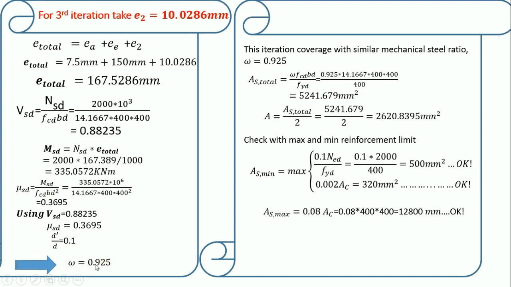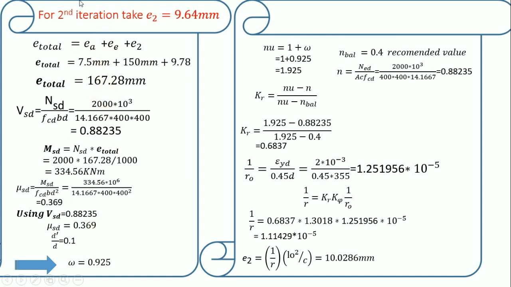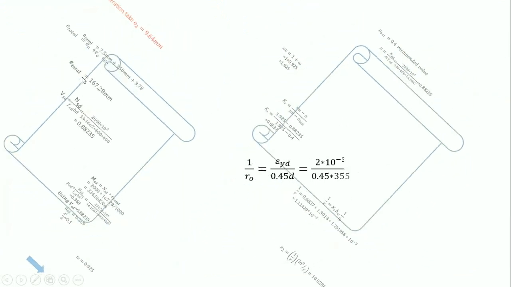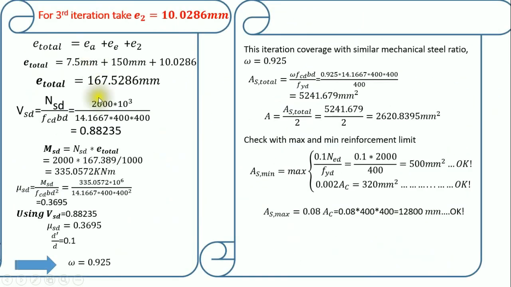Using those values, VSD, mu SD and D prime over D is equal to 0.1. Mechanical stress ratio is equal to 0.925. This iteration covers similar mechanical stress ratio 0.925 because on second iteration, mechanical stress ratio is equal to 0.925, and third iteration also 0.925. On second and on the third, mechanical stress ratio is the same, so our mechanical stress ratio is equal to 0.925. Otherwise we proceed to fourth, fifth, sixth, eighth iteration until the mechanical stress ratio is the same.